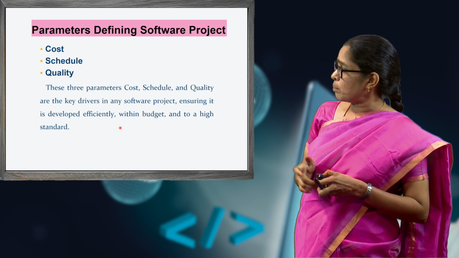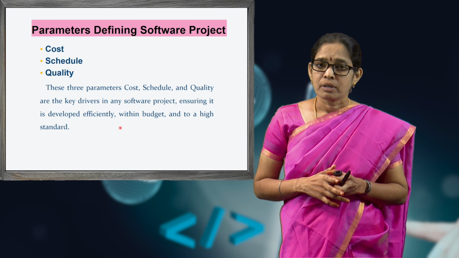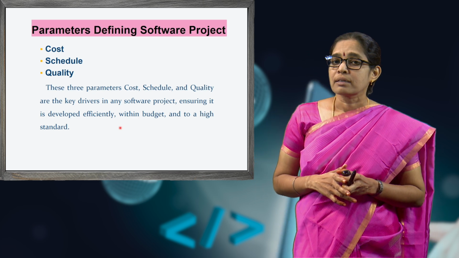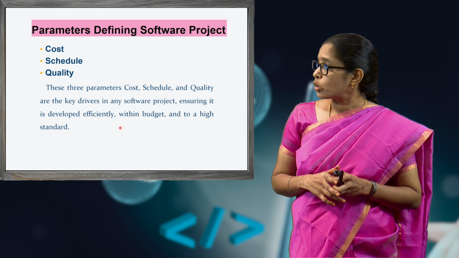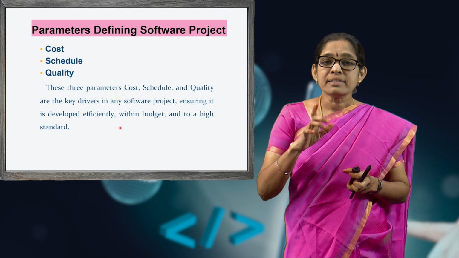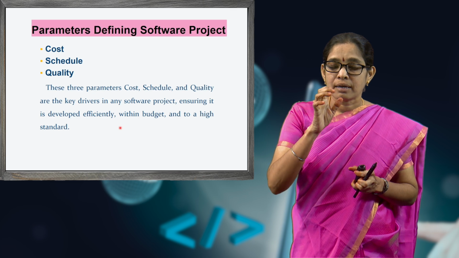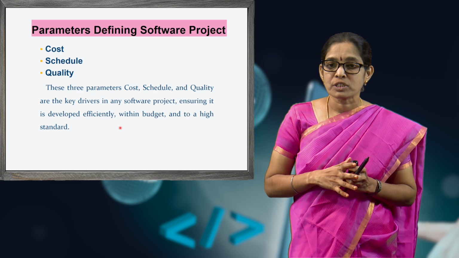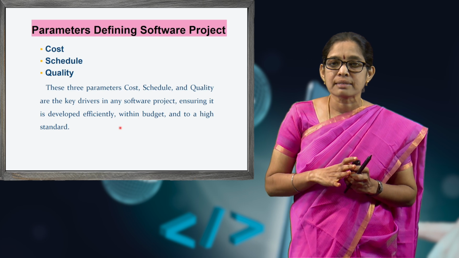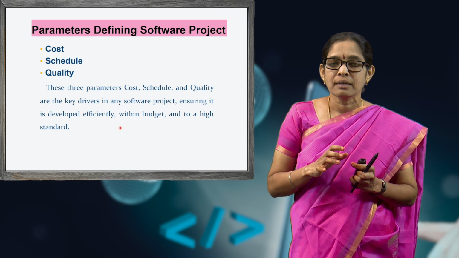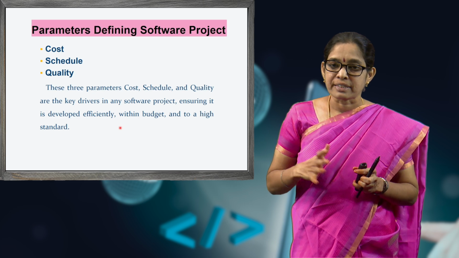Then next, parameters defining the software project. Cost, schedule, and quality. These three key parameters are used for defining the software project, which ensures the software product is developed efficiently with high standards and cost effectively.